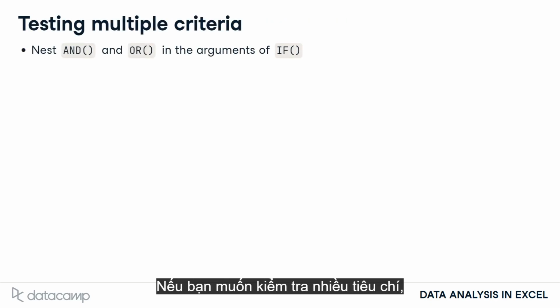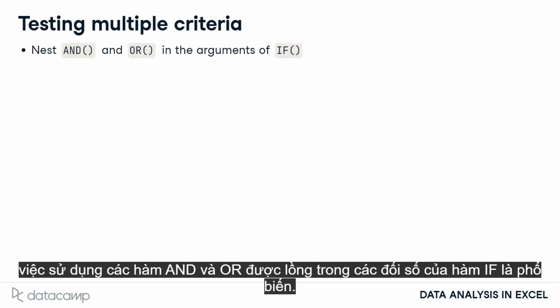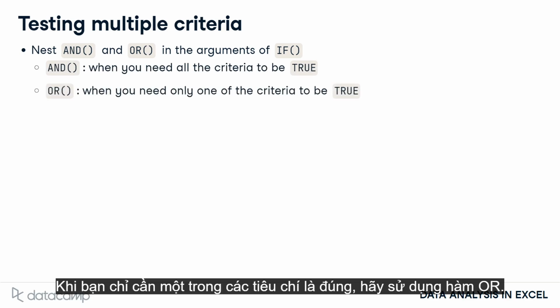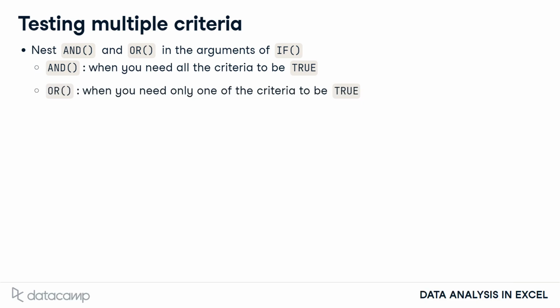If you want to test multiple criteria, it's common to use AND or OR functions nested within the arguments of the IF function. When you need all the criteria to be true, use the AND function. When you need only one of the criteria to be true, use the OR function.